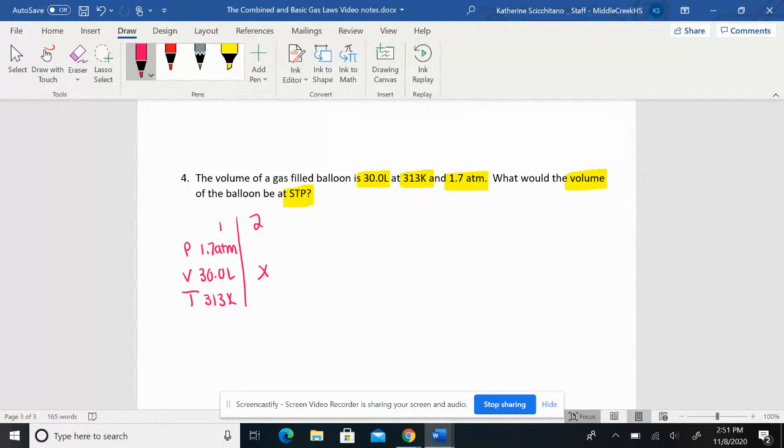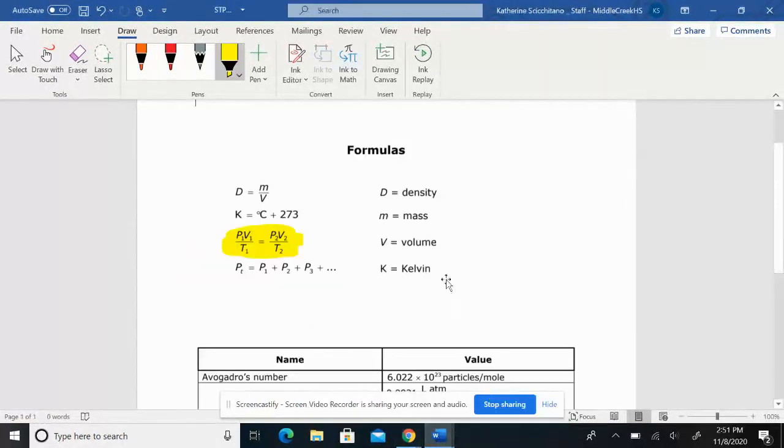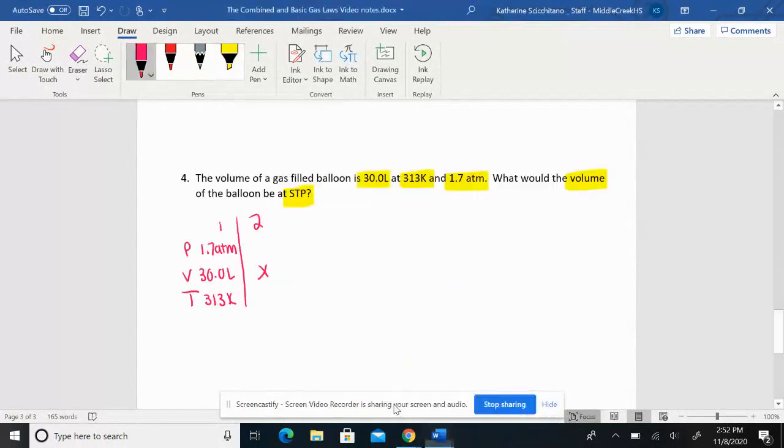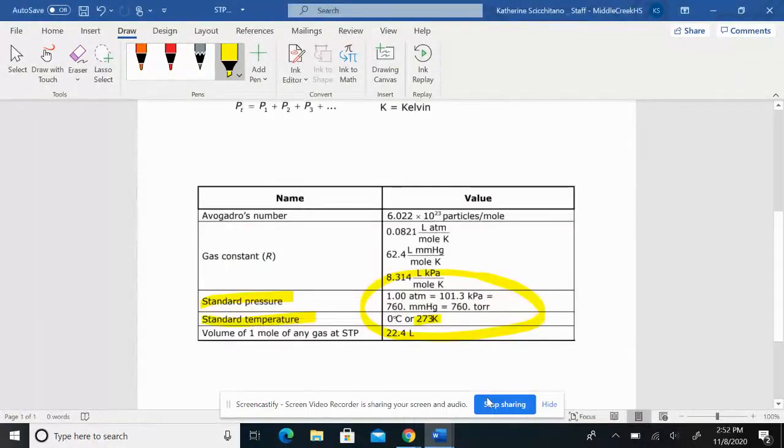Remember, STP means standard temperature and pressure. So we need to go back to our reference packet. Again, I just took a screenshot of this portion of the reference packet, and it tells us that standard temperature and pressure are these units right here. So we always are using Kelvin, so 273 is going to be our standard temperature. So that's what I'm going to put in for my second temperature. And then pressure, since they gave us pressure in units of atm, I have to make sure that my initial and final units of pressure are the same. So when I go back to my standard pressure, I have to make sure to pick the one that's atm. So that's going to be 1 atm.